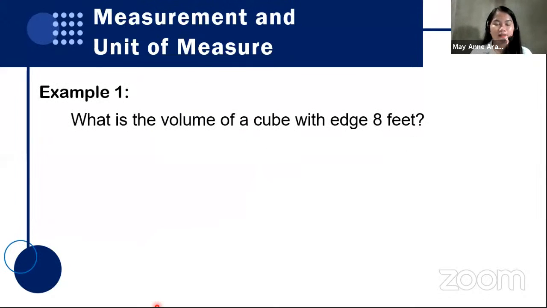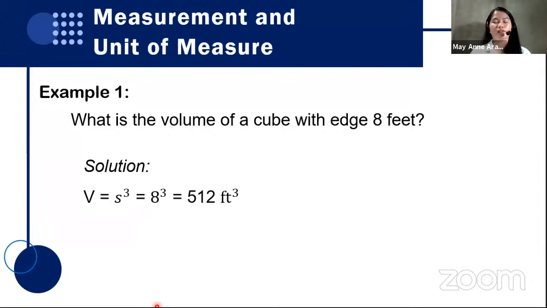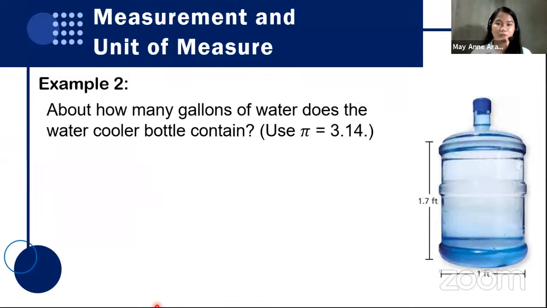Okay, application na tayo. What is the volume of a cube with edge 8 feet? So if you encounter questions like this, all you have to do is to get the cube of the given length, that's 8 feet. So 8 cubed is equal to 512 cubic feet. Okay, next question. How many gallons of water does the water cooler bottle contain?